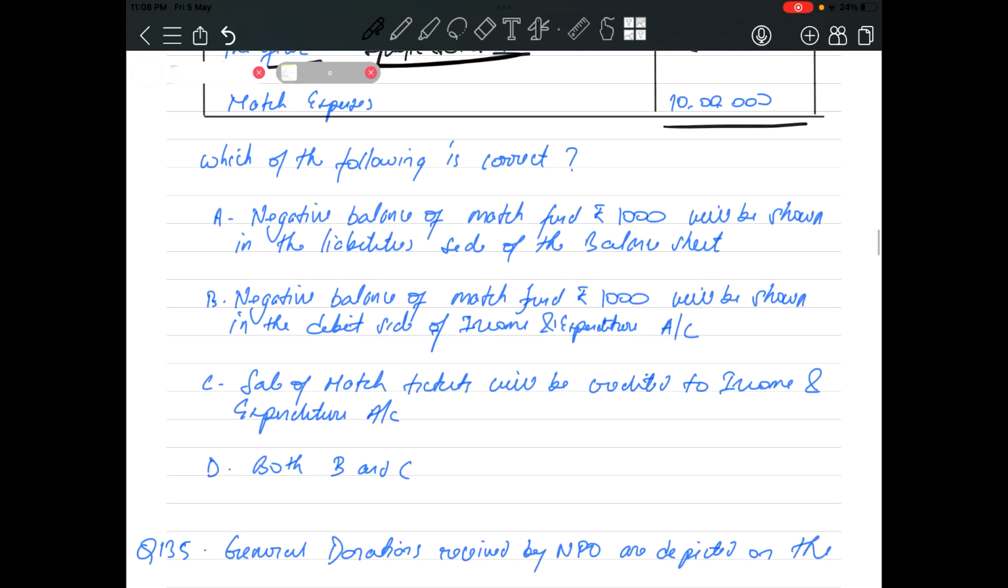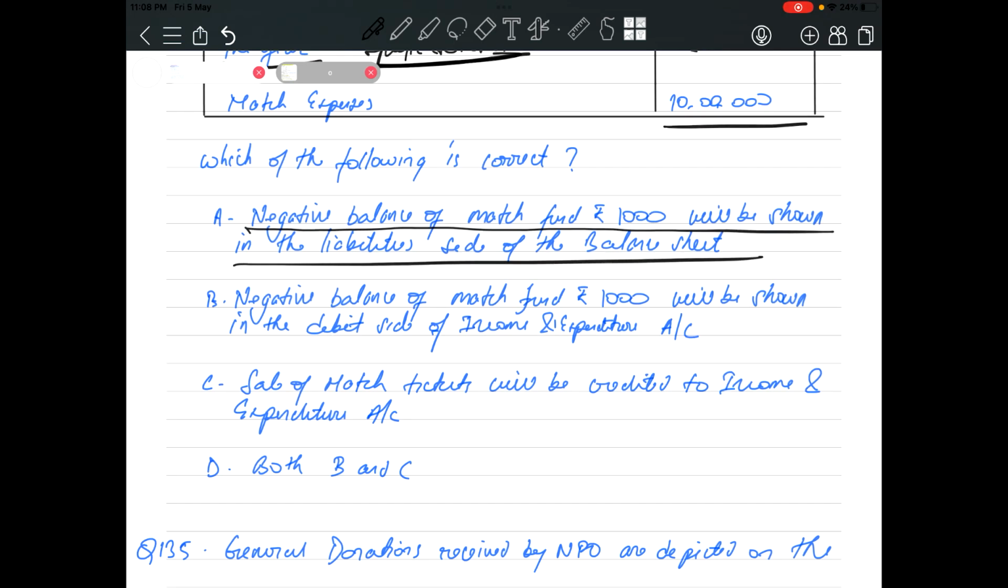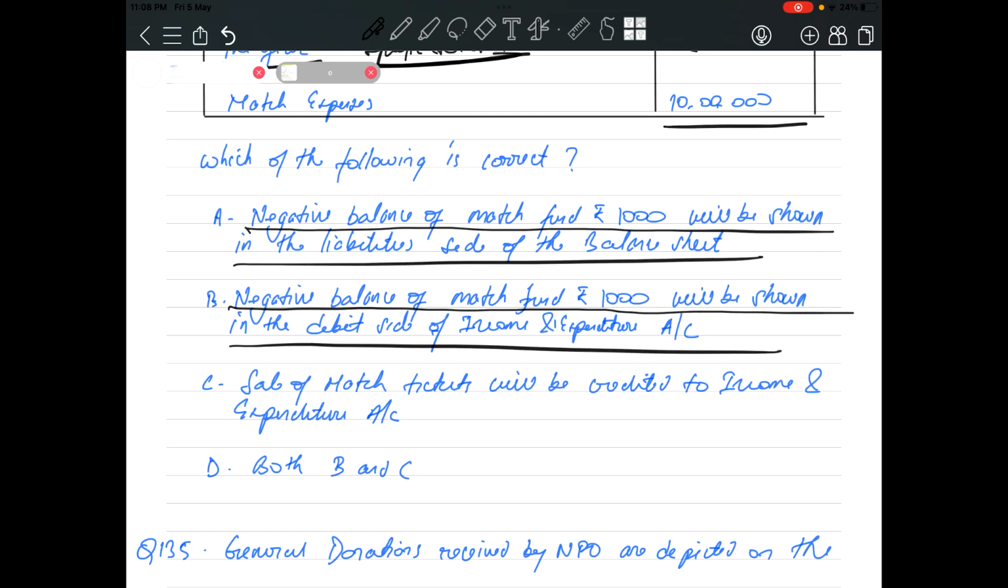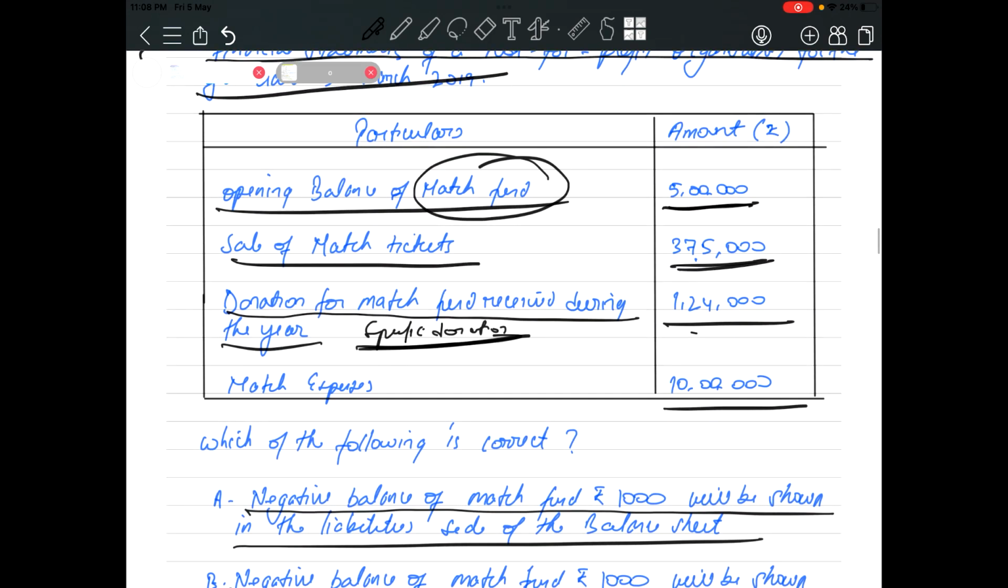Now we have to find out the correct statement. Let's read the statements first. Negative balance of match fund 1,000 will be shown on the liability side of the balance sheet. Negative balance of match fund rupees 1,000 will be shown on the debit side of income and expenditure account. Sale of match tickets will be credited to income and expenditure account. Both B and C. So these are the options.